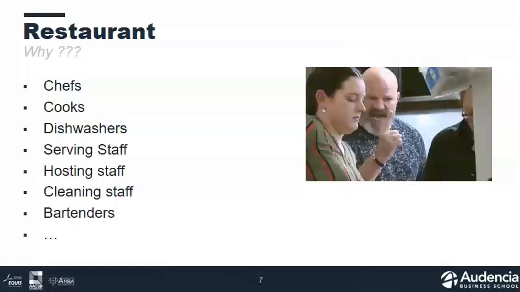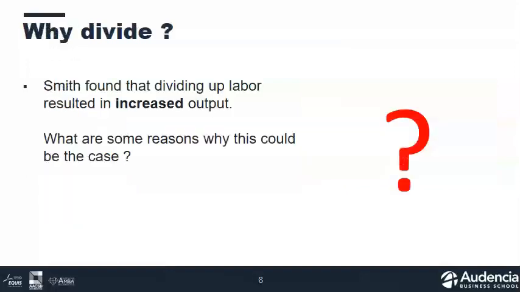Why do we divide tasks and specialize up? Well, Smith found that dividing up labor resulted in increased overall output. If we divide tasks up, if we have one person waiting the tables and one person cooking, we were actually able to increase overall output and production of that restaurant, for example.